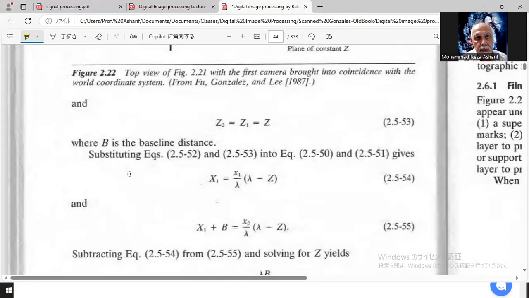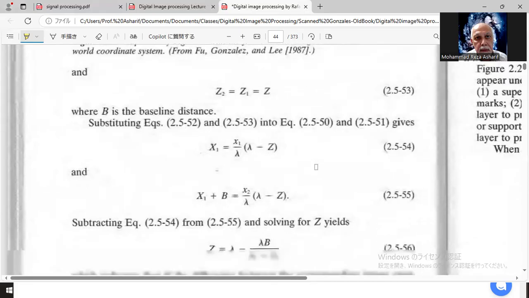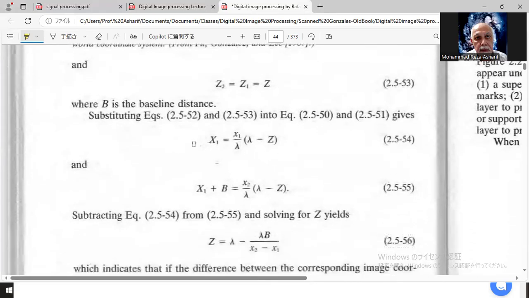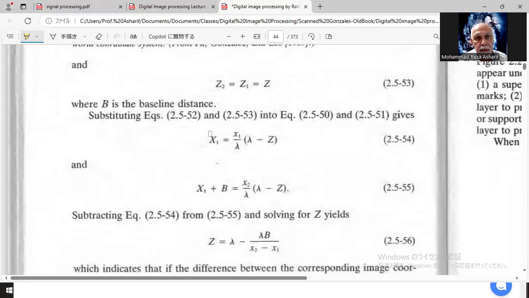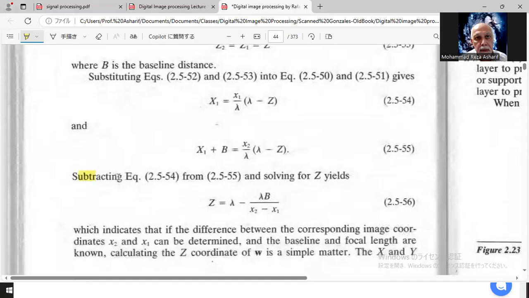So substituting these two equations, 52 and 53, into 50, which I gave you previously, we get this one: x2, which is x1 plus b, is x2 by lambda over lambda minus z. And then substituting 54 into 55 and solving for z. We want to find the z. So we have here two equations like this, and then we can solve for z.